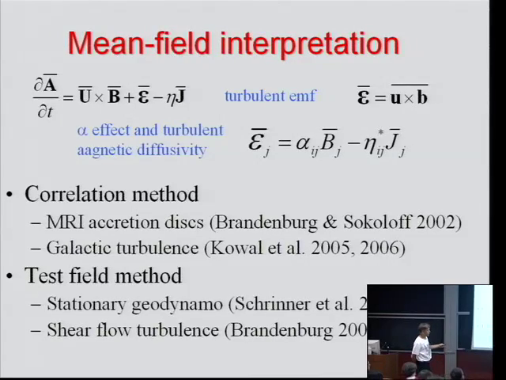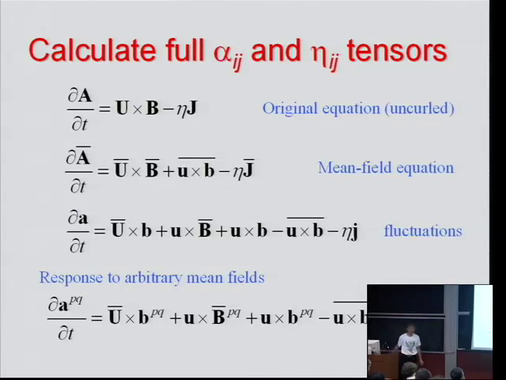This is an alpha tensor. This is a viscosity, magnetic resistivity tensor. These can be calculated. There's a number of different methods. I will focus mostly on the so-called test field method, which I will briefly explain how that works.